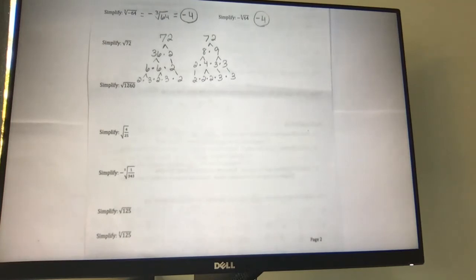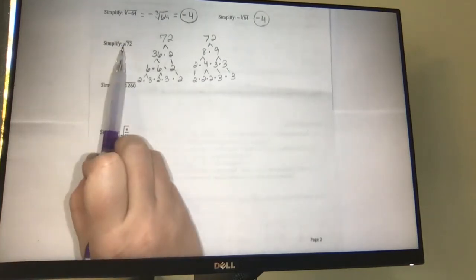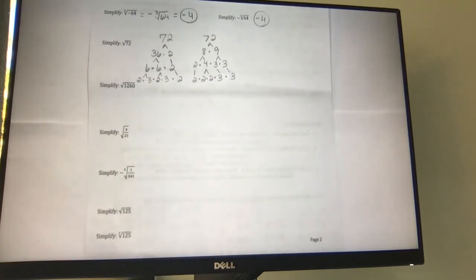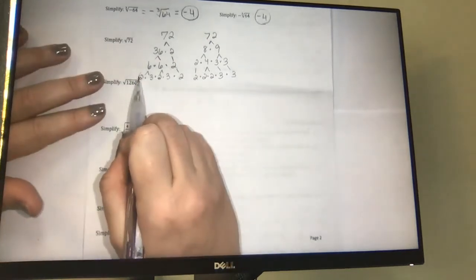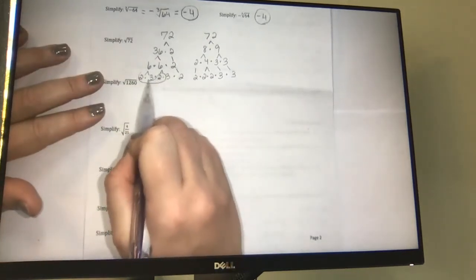Now we're going to look at our index. It's a 2. We want groups of 2 numbers that are the same. If our index was 3, we would want groups of 3 numbers that are the same. So we have an index of 2. We want 2 numbers that are the same. Well, here's two 2s.